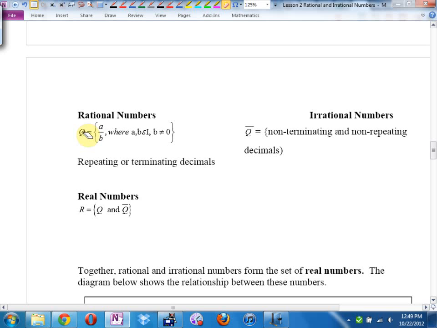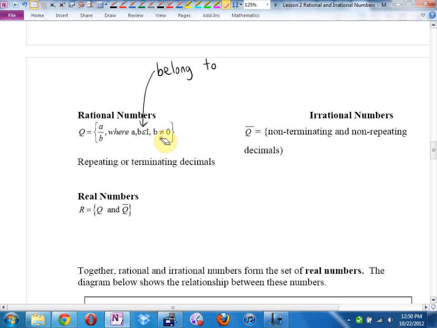So we symbolize that by saying a number divided by another number. Oh, but we get fussy. Where A and B, that symbol right there, this curly little E, means belong to. Where A and B belong to the integers. So we're going to say, don't be doing rational numbers like this. Don't put decimals over decimals in a fraction. That's just sloppy, yucky math. And we also say B can't be 0 because you can't divide by 0.